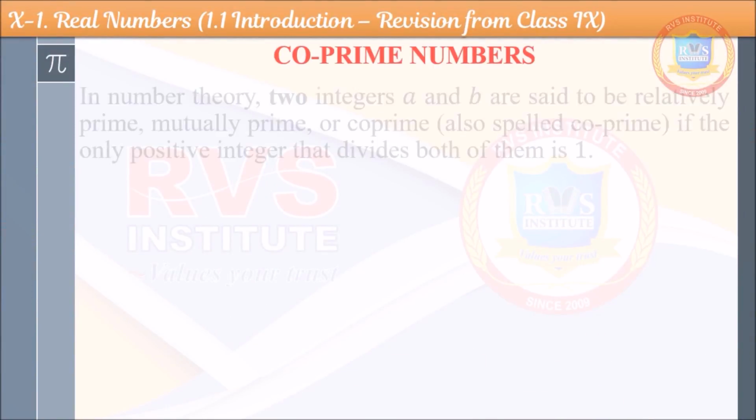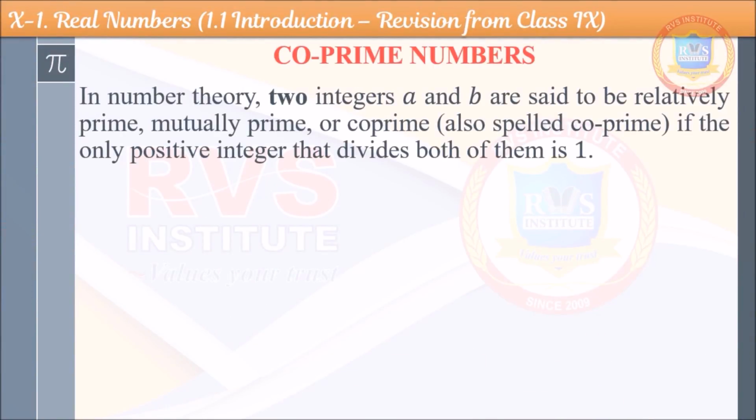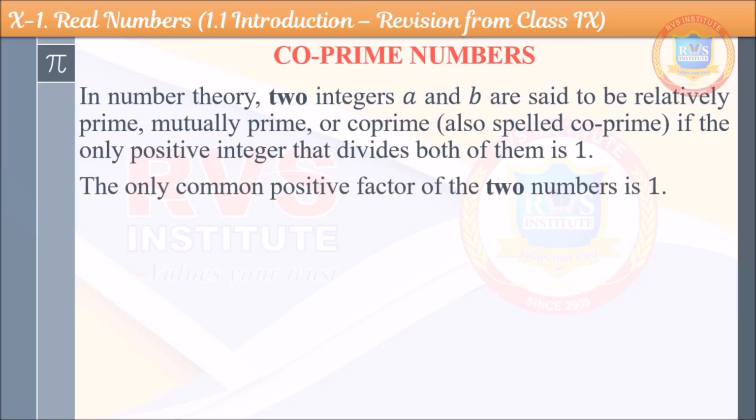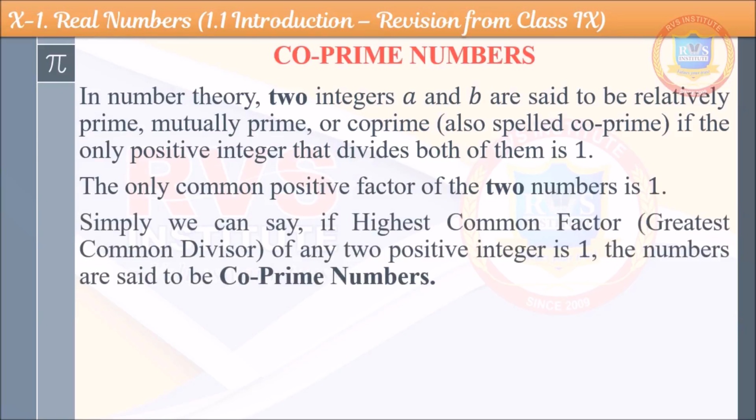Co-prime numbers. In number theory, two integers a and b are said to be relatively prime, mutually prime or co-prime if the only positive integer that divides both of them is 1. So the only common positive factor of two numbers is 1. Simply we can say, if the highest common factor or greatest common divisor of any two positive integers is 1, the numbers are said to be co-prime numbers.